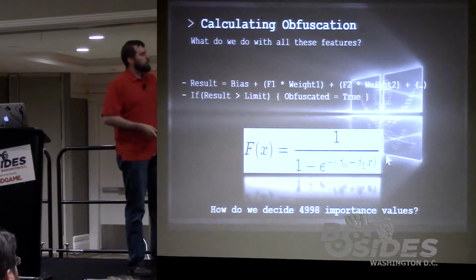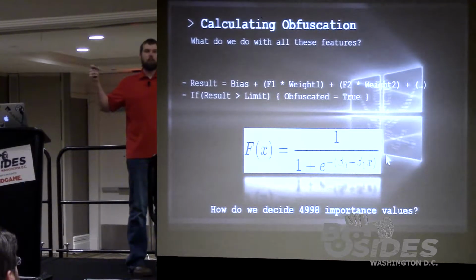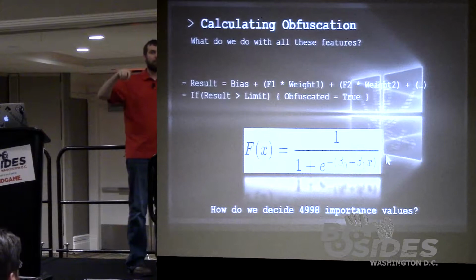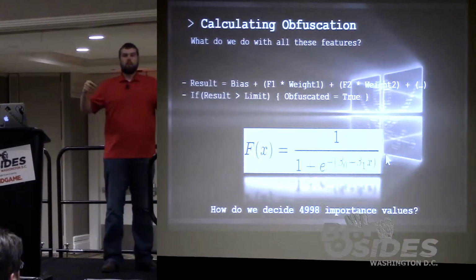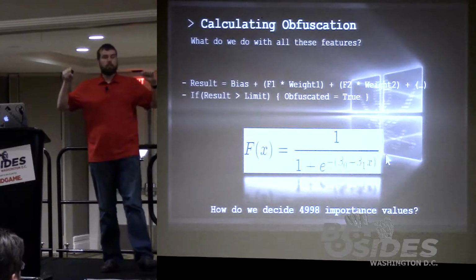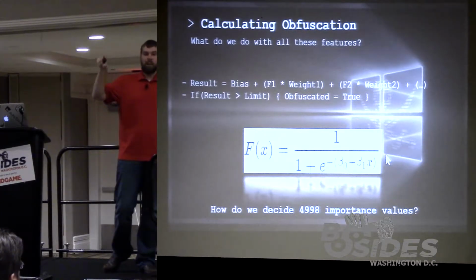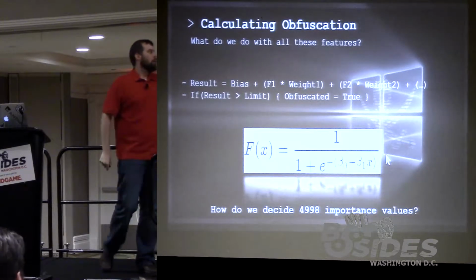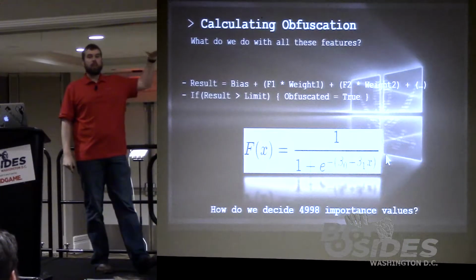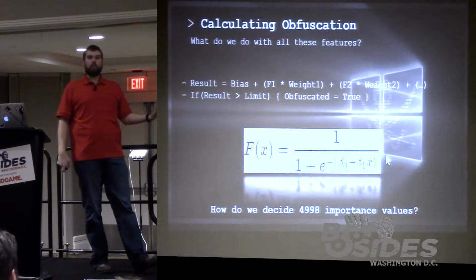Basically, we go through and we take all 5,000 features and we have a weight. That weight is basically saying feature 1 is this important, or feature 2 is not important, or feature 558 is this important. And so for every single input script or command, we extract all 5,000 features, and then for each feature, we multiply it by its weight to say how important are you. We then add up all those results, and if it's over a certain point, then it's obfuscated. If it's below a certain point, it's not obfuscated.